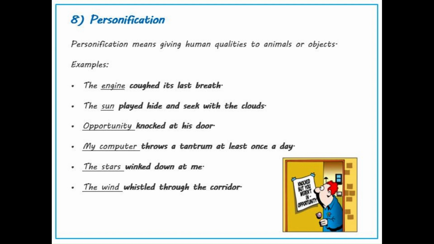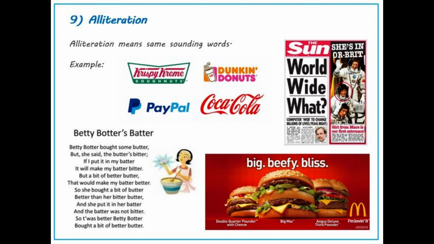So, in all of these sentences, we are giving human like qualities to non living objects or animals. The next figure of speech is alliteration, and quite an interesting one at that. Alliteration means same sounding words.